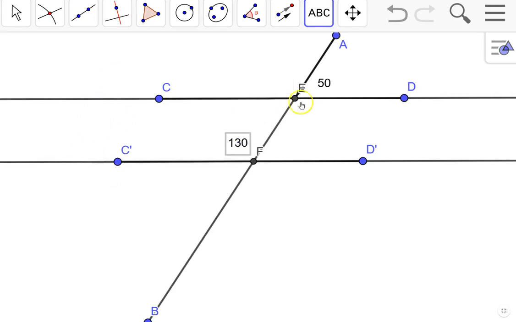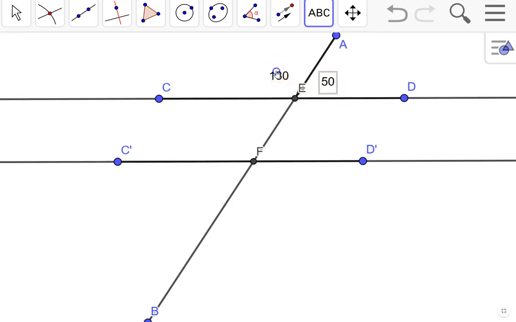Well, if that's the case, and we've proved that this angle is 50 and this angle is 130 by the corresponding angles, well then we could easily say this angle here is 50 because these angles are vertical, and we could say that this angle here is 130 because these angles are vertical. So that is one method that you could use to prove angles.